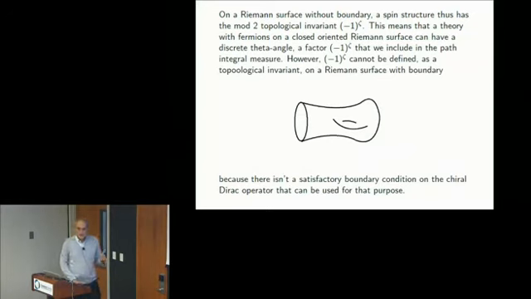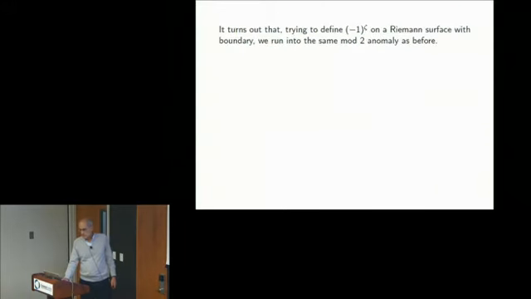So earlier in the lecture, for the non-chiral two-component fermion field, we wrote down the two most widely used local boundary conditions, but they have no analog for this one-component chiral Dirac operator. And there is, in fact, no complex linear local elliptic boundary condition. There's a simple topological obstruction. So it turns out that in trying to define (-1)^ζ on a Riemann surface with boundary, we run into the same mod 2 anomaly as before.